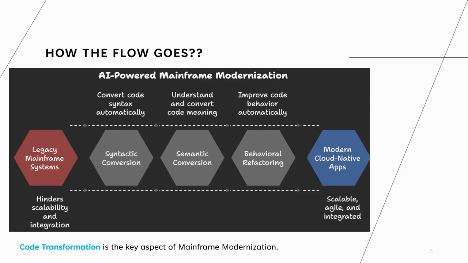This is how the flow goes when an AI tool is modernizing, or we can say transforming, code from a legacy language to a newer technology, to a newer language. It follows three types of conversions on a larger scale. First one is syntactic conversion, which converts the code syntax automatically. Then semantic conversion, which understands and converts the code meaning. It refers to the functionality of the code. And the final is behavioral refactoring, which is improving the code behavior automatically. So in this way, we can transform a legacy code into a modern cloud native code, or we can say to a newer language, which is scalable, agile, and integrated. Therefore, code transformation is the key aspect of mainframe modernization.